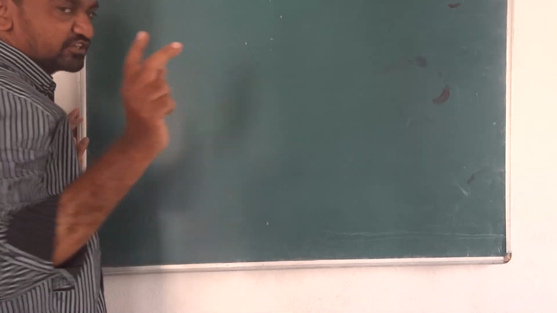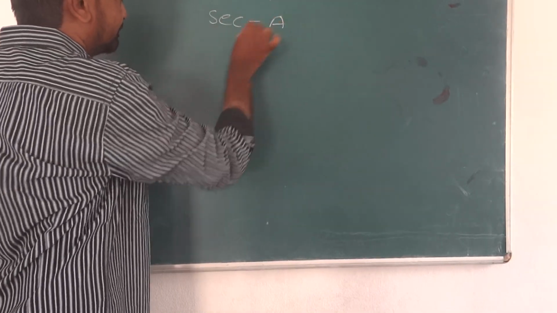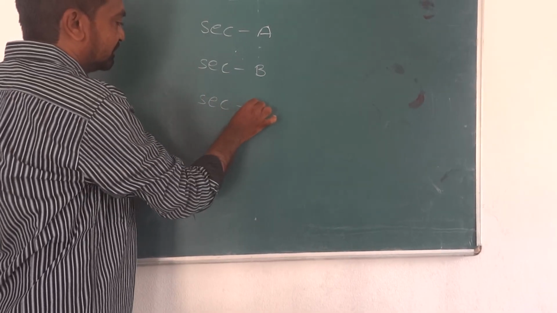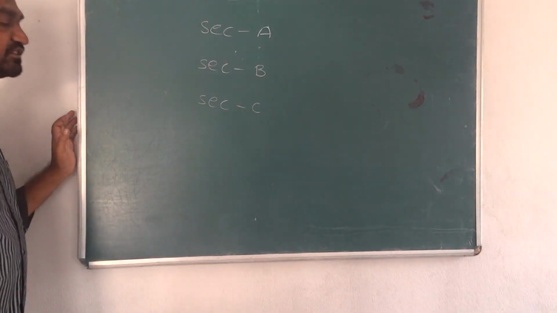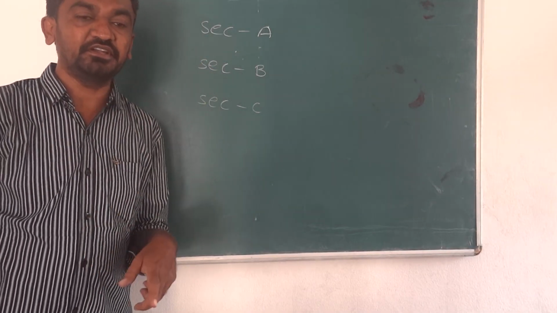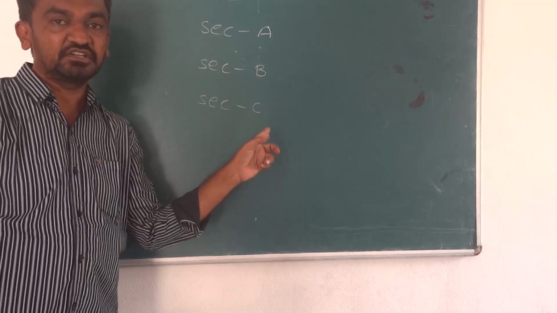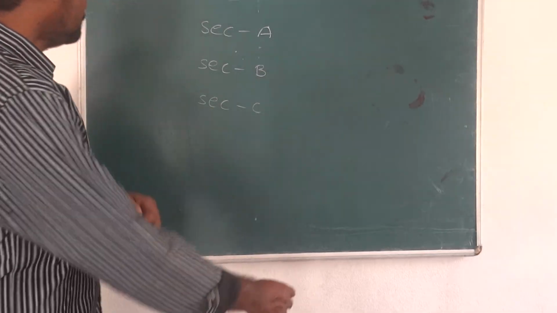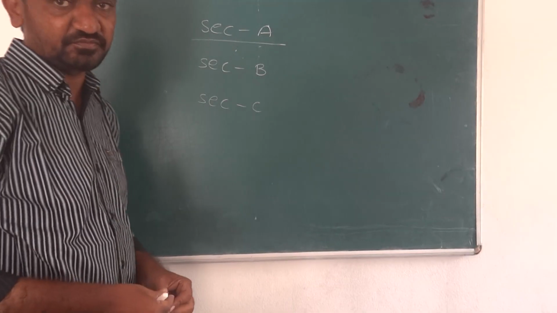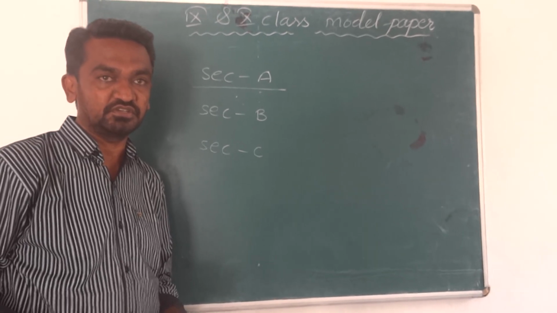There will be 3 sections in the question paper: Section A, Section B and Section C. These 3 sections are there in 9th and 10th, in Summative 1 and 2. Just keep in the back of your brain that there will be 3 sections in Summative 1 and Summative 2. There is a name for every section. They carry their own names.